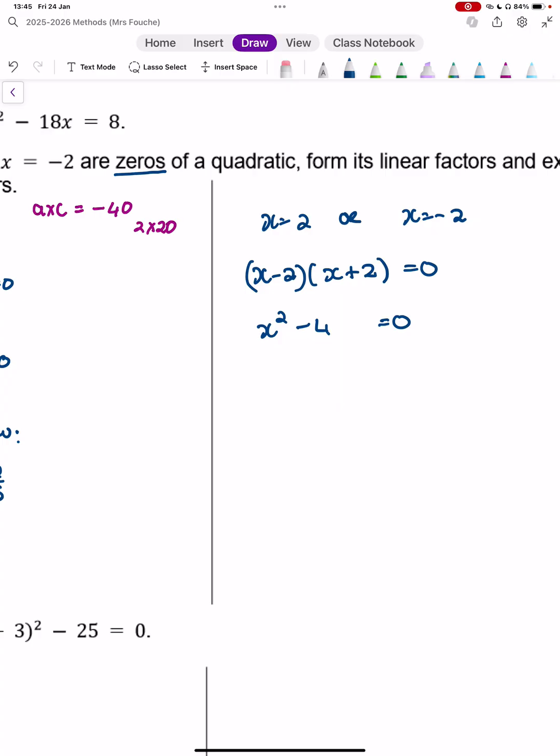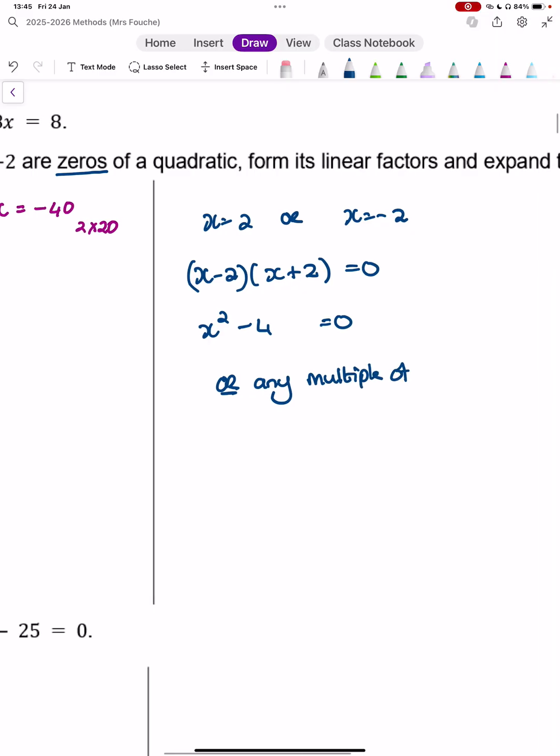So in this case, we actually can't say that we're definitely sure that x squared minus 4 was the original equation. Actually, our original equation would probably have looked like this. It could have been any multiple of x squared minus 4. So it would have looked more like this: y equals a(x squared minus 4).